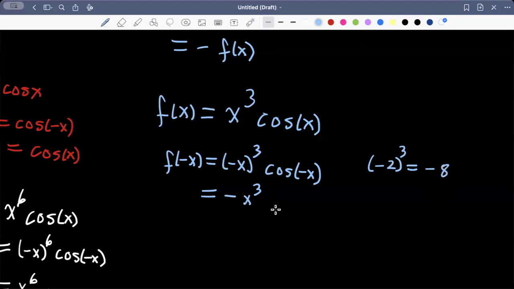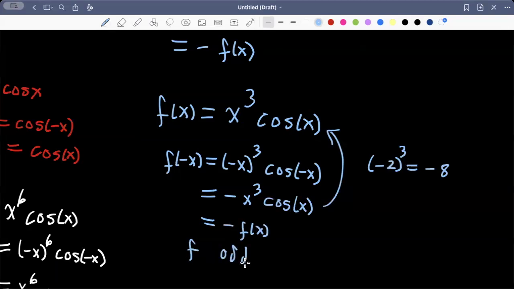We know that cosine is an even function. So cosine of negative x is cosine of x. And look at that. Comparing this to the original function here. It's the negative of it. And that's what makes this an odd function.